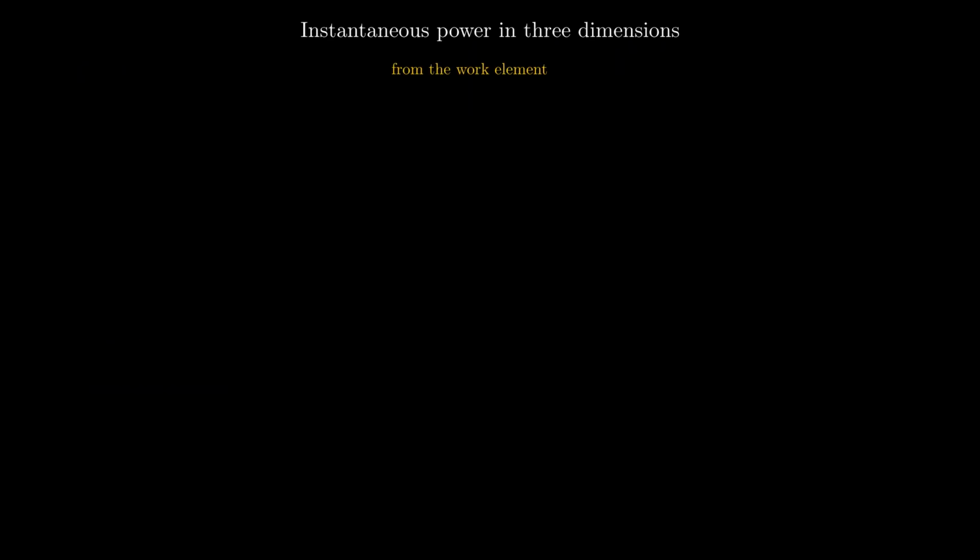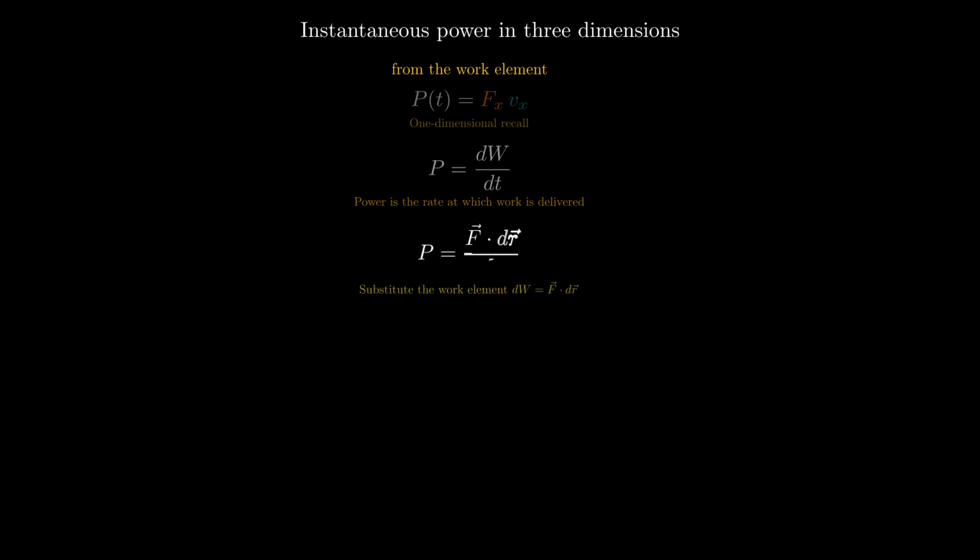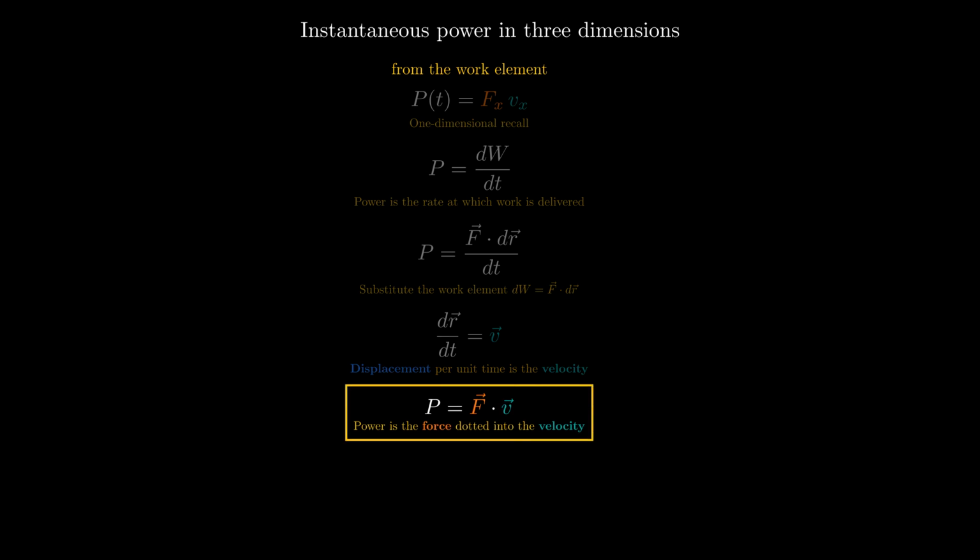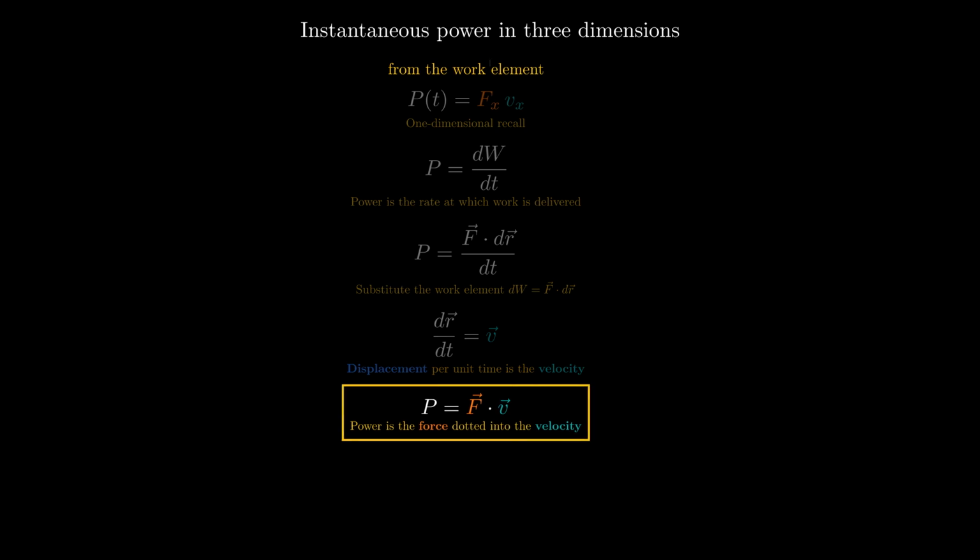One more step, the rate at which the work is delivered. In one dimension, instantaneous power was force times velocity, F sub x times v sub x. The 3-dimensional version follows straight from the work element. Power is dW over dt. Substitute dW equals F dot dr and divide the displacement by dt. Displacement per unit time is the velocity, so power equals F dot v, the scalar product of force and velocity.